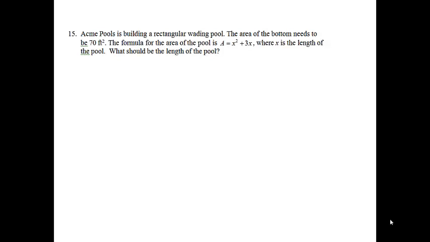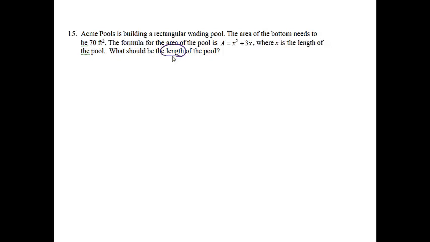Number 15, before I forget, the code letter for this objective is N. Acme Pools is building a rectangular wading pool. The area of the bottom needs to be 70 feet squared. The formula for the area of the pool is A equals x squared plus 3x, where x is the length of the pool. What should be the length of the pool?